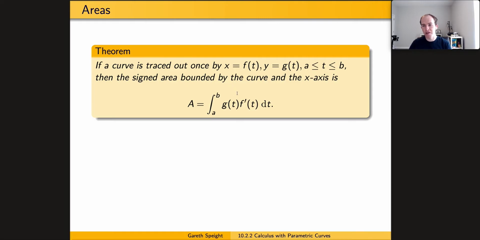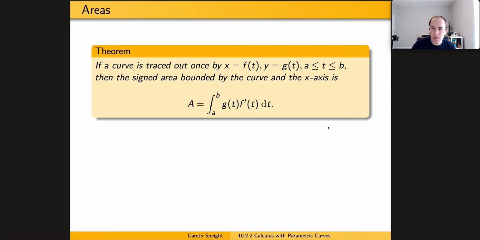Let's suppose we have a parametric curve defined by x and y in terms of t. So x is a function of t, y is equal to g of t. Then the signed area bounded by the curve and the x-axis, I claim, is the integral of g times f prime of t dt. So why is this true? What's a way to think about this?